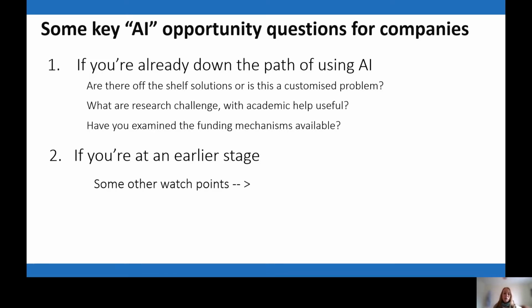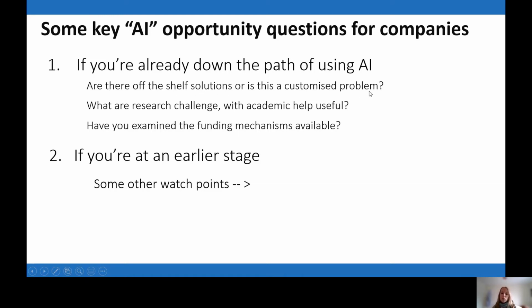So let's look at it from two sort of groups of companies. The first type of company is, if you're already down the path of using AI, so that you already have either core to your product set, or maybe you're an advanced, technologically advanced company, and you know that you have specific AI projects that are core to your future business. Some obvious questions then are, like, are there off-the-shelf solutions that you can take for your particular problem?